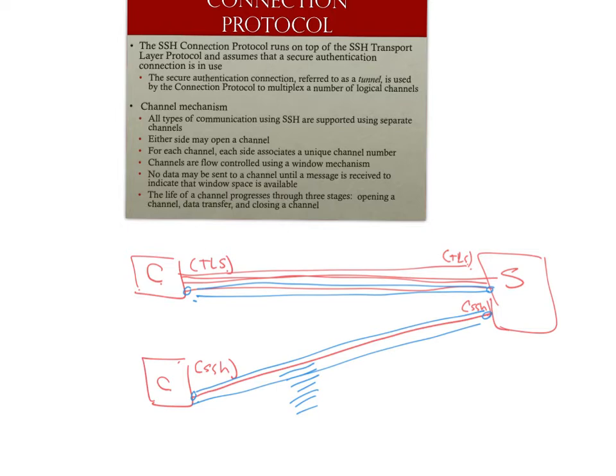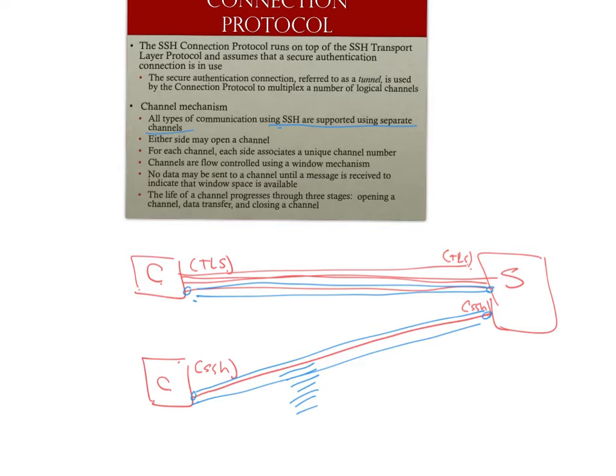Okay? Well, what is the difference between these two? Let's analyze. First, channels. All types of communication using SSH are supported using separate channels. So different interactions with the server are done using the channel. You can think of the channel as being at the application level.